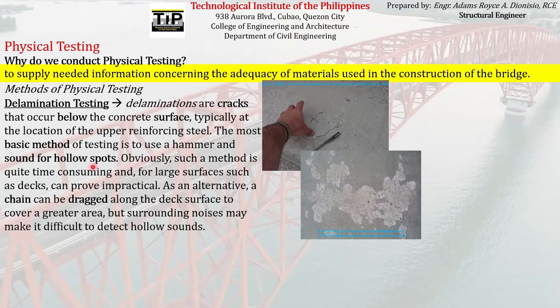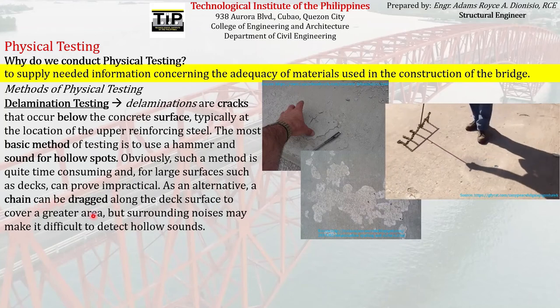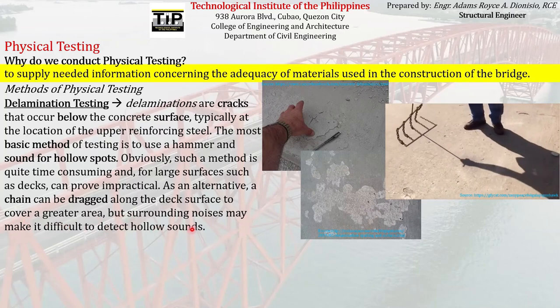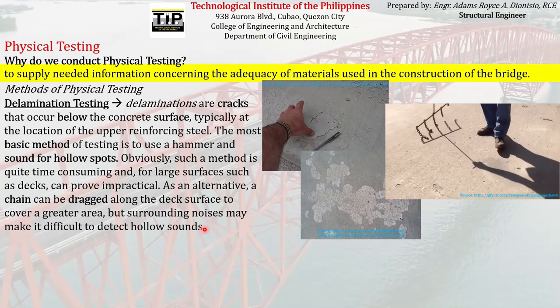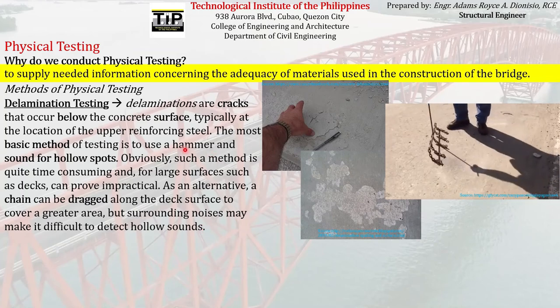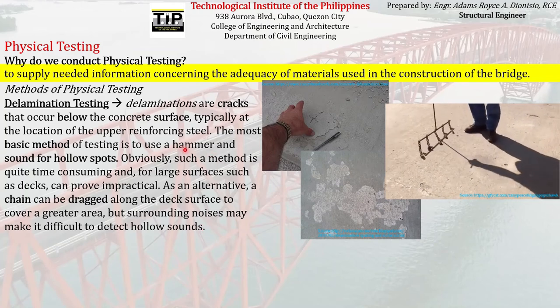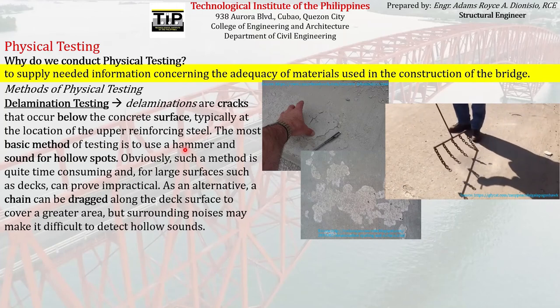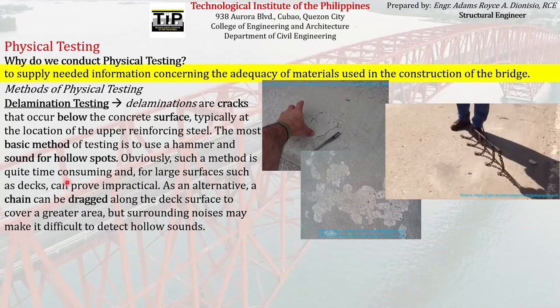Obviously, such a method is quite time consuming, and for large surfaces such as decks can prove impractical. As an alternative, a chain can be dragged along the deck surface to cover a greater area, but surrounding noises may make it difficult to detect hollow sounds. So the use of a hammer is obviously time consuming to detect the location of delaminations, especially if we are dealing with large surfaces such as decks.